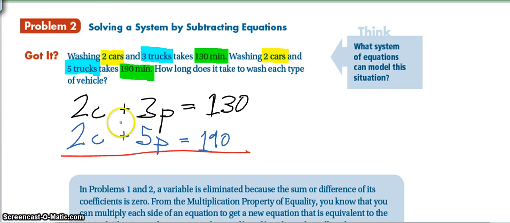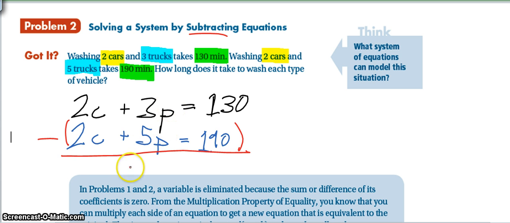So if I stack my two equations here, my first situation had 2 cars. I'm going to use p for pickup since I don't really like using the variable t. That took 130 minutes, and then 2 cars and 5 pickups takes 190 minutes. Now it'd actually be better if this bottom equation was on top for our subtraction, but I can think of it like that. I'm going to subtract this entire equation from the one on top, because subtracting is sometimes, a lot of times, easier than addition.